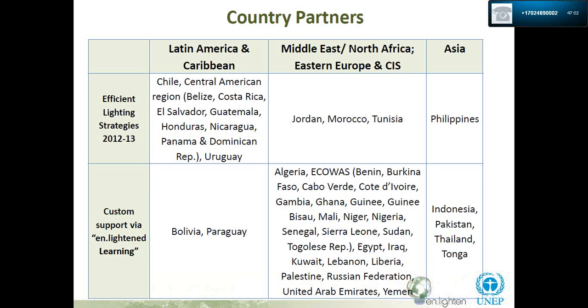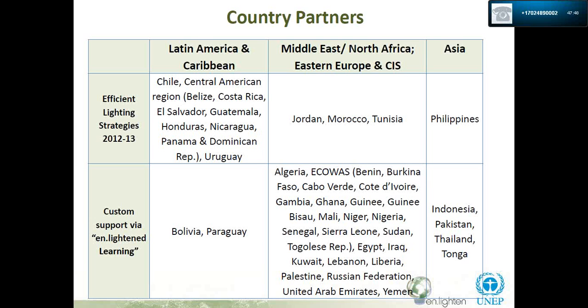The rest of the countries, including Bolivia, Paraguay, other countries in Africa, from the West African region, and other countries in Asia, including Indonesia, Pakistan, Thailand, and Tonga, are also participating in this framework, but they receive less intense support from en.lighten. The first set of countries, the ones developing efficient lighting strategies, receive direct support. We support them both technically through experts, as well as financially, on the development of strategies which will effectively phase out inefficient incandescent lamps by 2016 using an integrated policy approach.